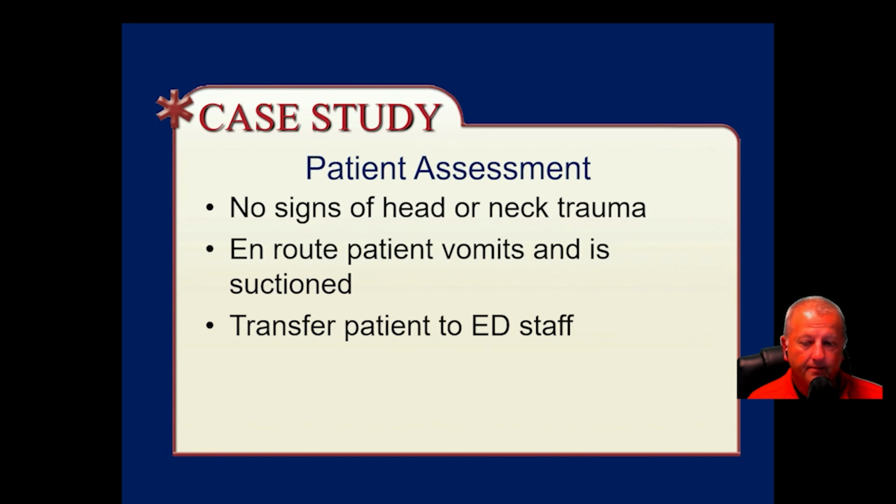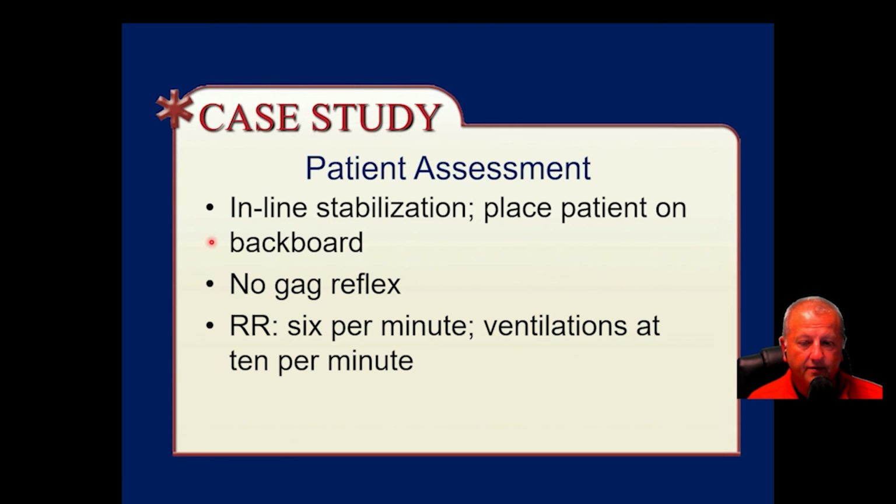All right. So there's no signs of head or neck trauma. The patient starts vomiting en route. We suction him. We transport the patient over to the ER staff. So he's breathing 6 times per minute. What we're going to do is we'll put the oral airway in, and we're going to ventilate him with at least 1 inch of chest rise at 10 breaths per minute.